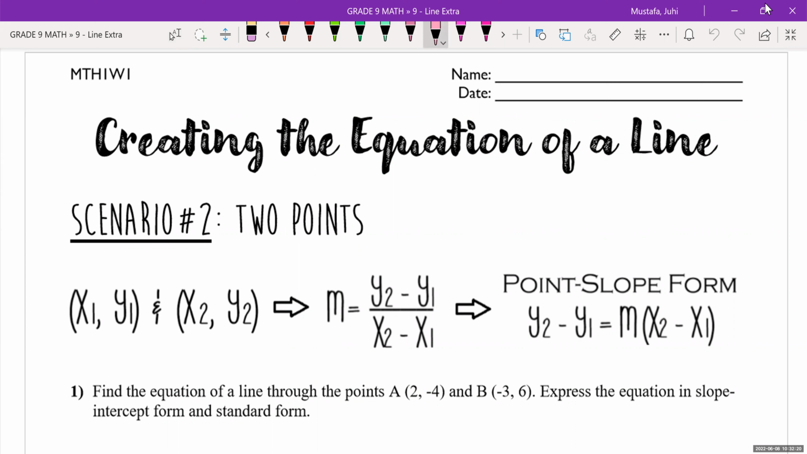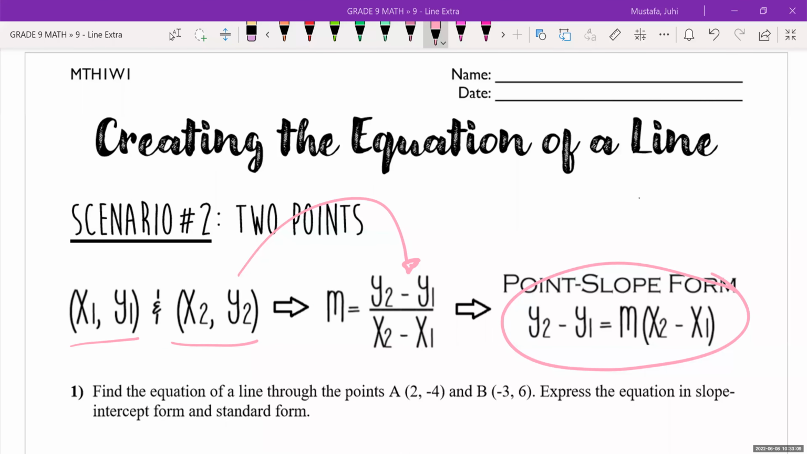Here is the breakdown. We're going to start with 2 points. We're going to label one of them x1 and y1. We're going to label the other one x2 and y2. We're going to put both of the points into this formula: m is equal to y2 minus y1 over x2 minus x1. And then we're going to use this equation to figure out the equation of a line.